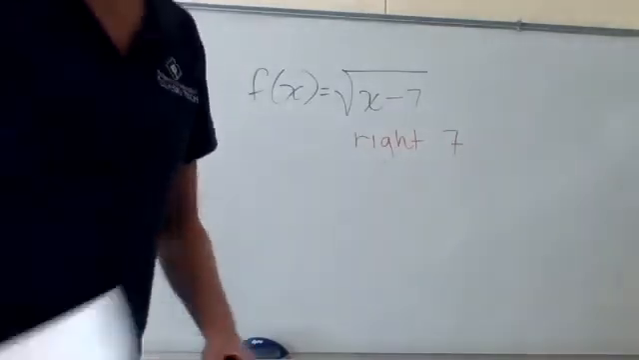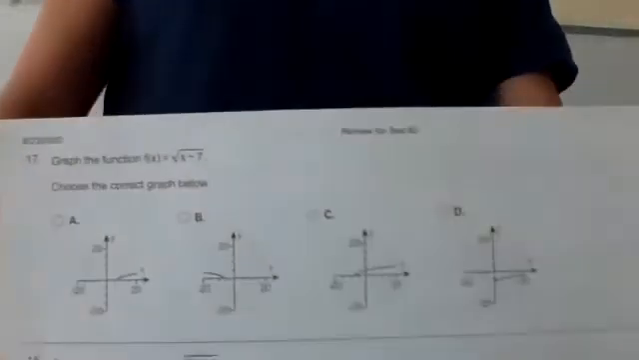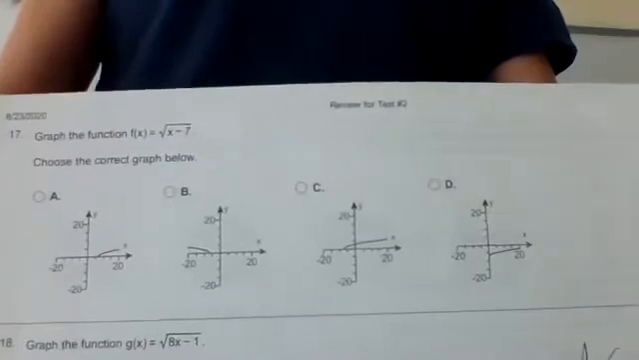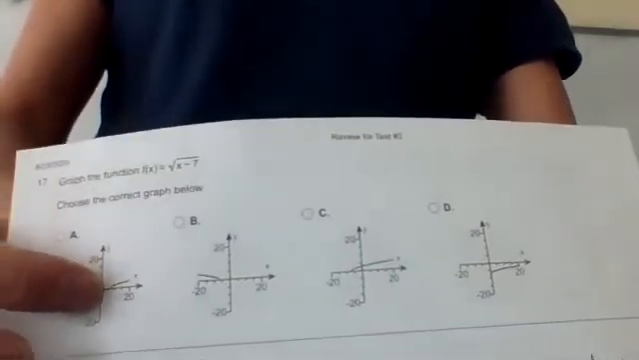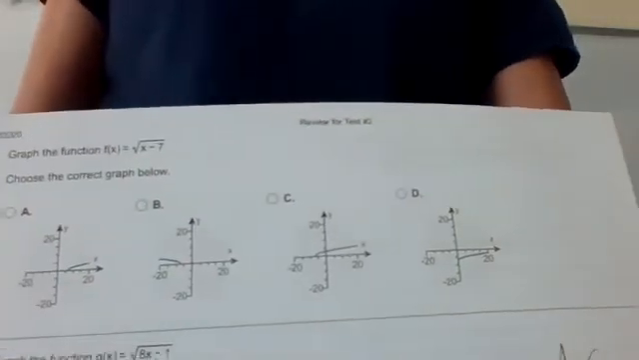So if you're looking at your multiple choices, there's only one of those that has the square root graph shifted to the right 7, which is this A, right? It's the only one that's gone to the right.